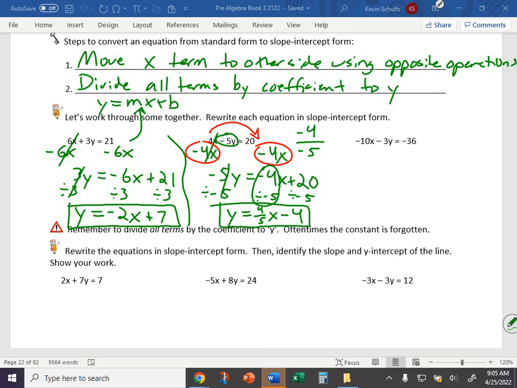In this objective, you really got to pay attention to negative signs. Okay? The sign changes when you move that x term over. We're dividing by negatives. All right, pay close attention.